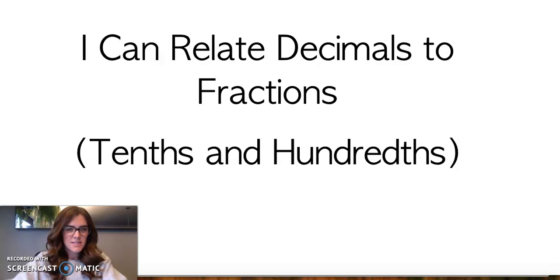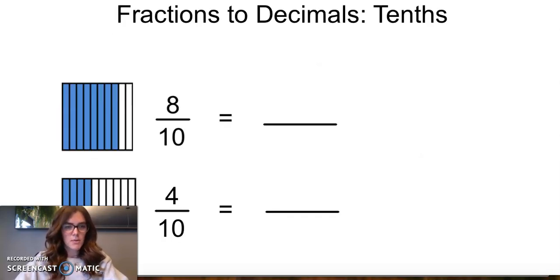Your I can statement is I can relate decimals to fractions, and again we are working with just tenths and hundredths. So we're going to look at some fractions and convert them into decimals. This should be pretty easy because we kind of already did this in our first week of decimals. So here we have a picture, and the fraction that goes with it is 8/10.